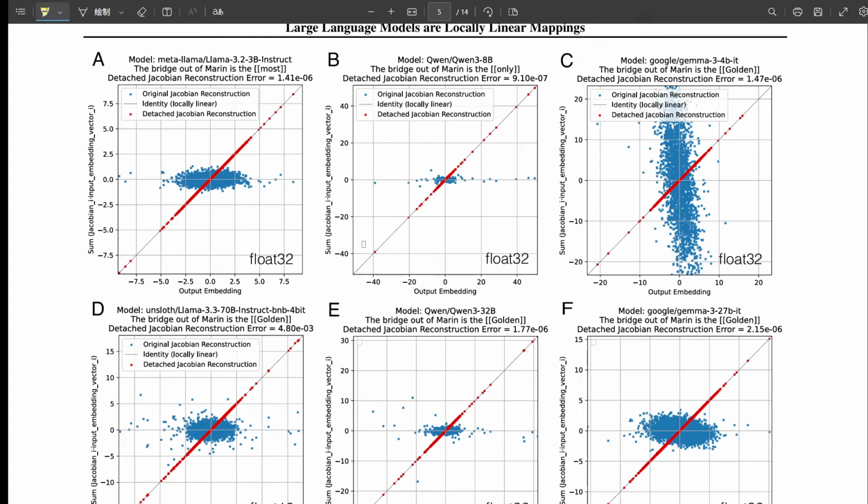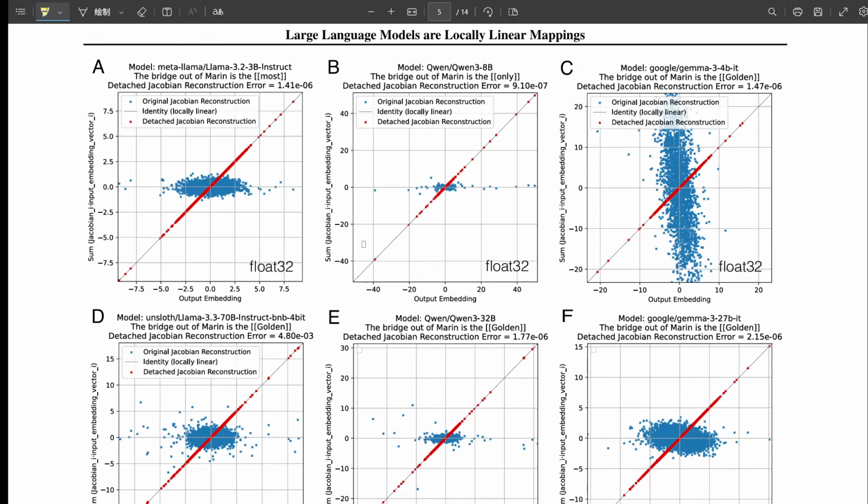And by doing this across all the relevant components, attention, the MLPs with their detached activations, the normalization layers, the entire transformer decoder from input embeddings right to the final layer's output embeddings can be represented by this single composite detached Jacobian matrix, just for that specific input.